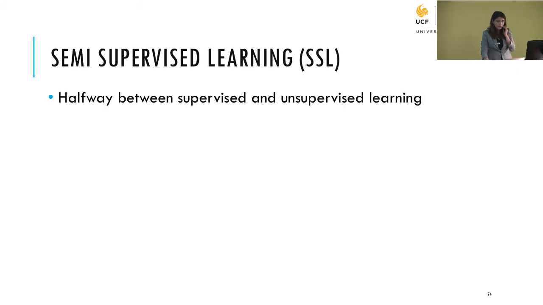So an alternative to supervised learning is unsupervised learning. But unsupervised learning has not been very successful in semantic segmentation because it just wants to keep the structure of the data and find consistent regions. But here we want to use semi-supervised learning, which is halfway between supervised and unsupervised learning.